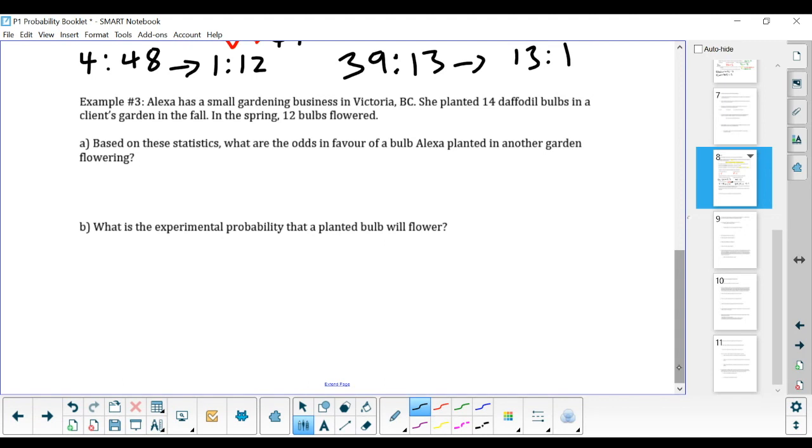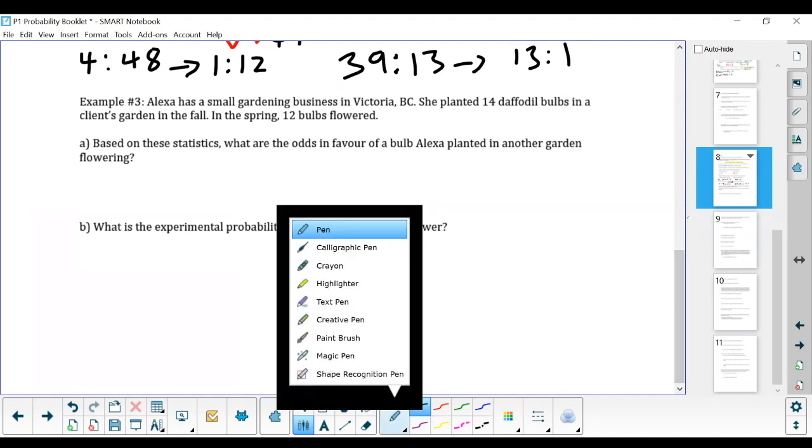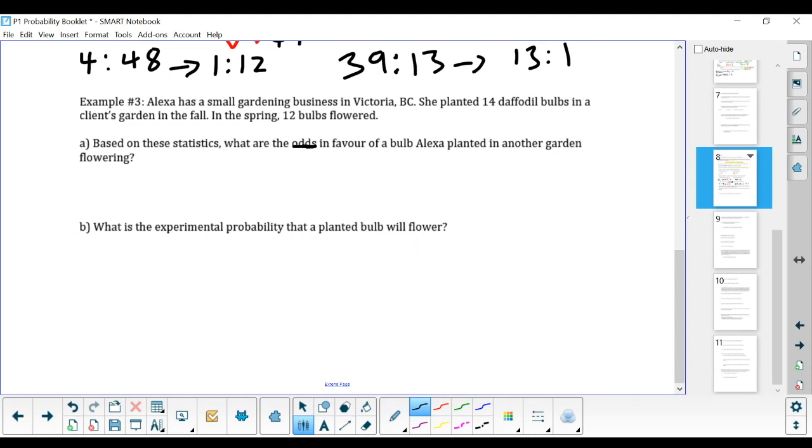So we're going to take a look at exactly what happened. We're looking at odds. So again, odds means that we're going to look at some sort of ratio of our desired events compared to our undesired events. So looking at our desired events, we're going to take a look first at the fact that 12 of those bulbs flowered. So we had 12 out of 14 flowering. So 12 is our number of desired events.